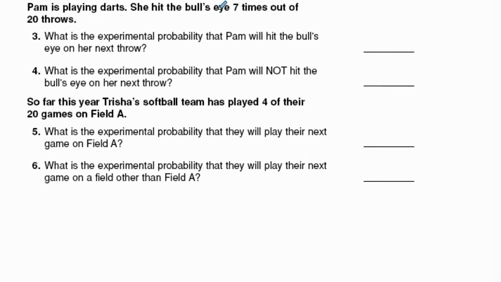So here it says Pam is playing darts. She hits the bullseye 7 times out of 20 throws. What is the experimental probability that Pam will hit the bullseye on her next throw? So out of 20 throws, she got 7 times that she hit the bullseye. All right, so we have 7 out of 20. That's already in simplest form. 7 divided by 20 times 100 is going to give us 35%.